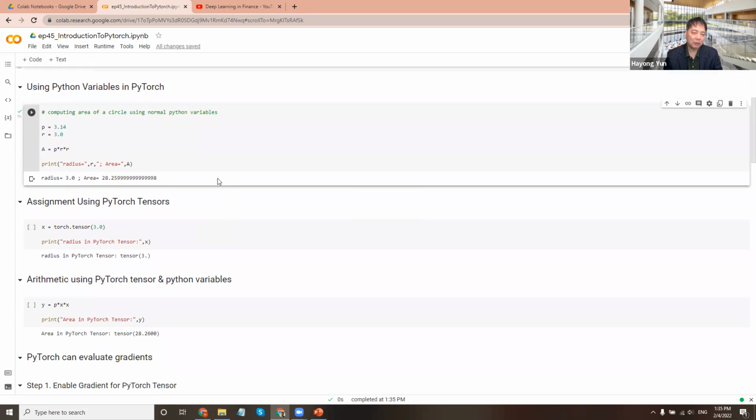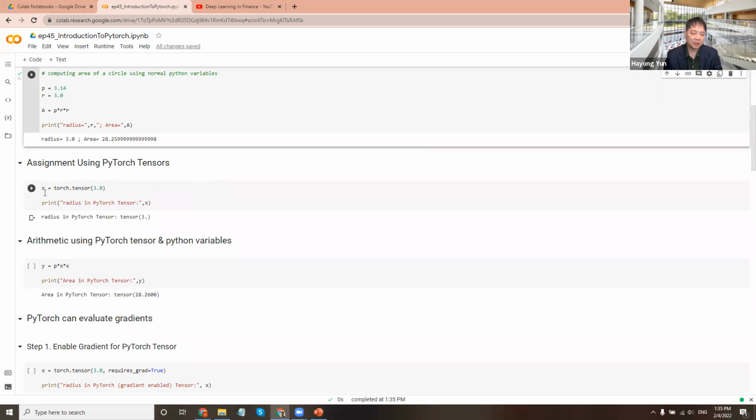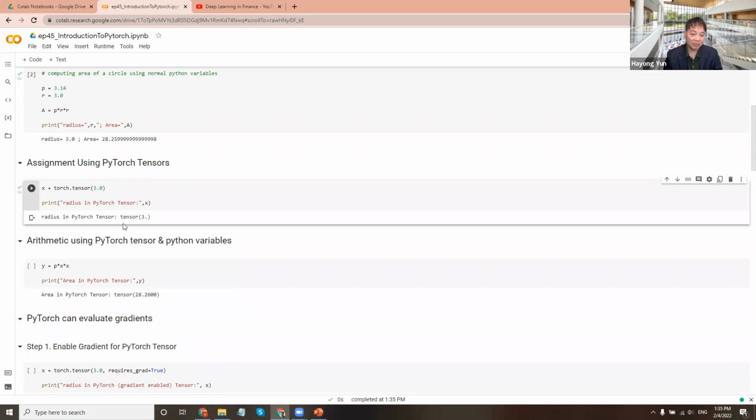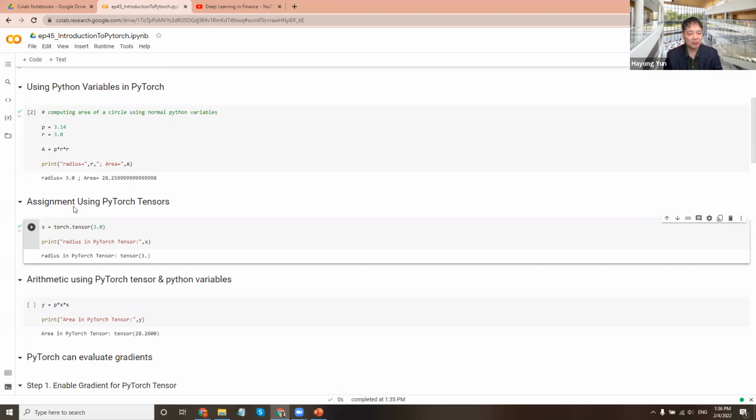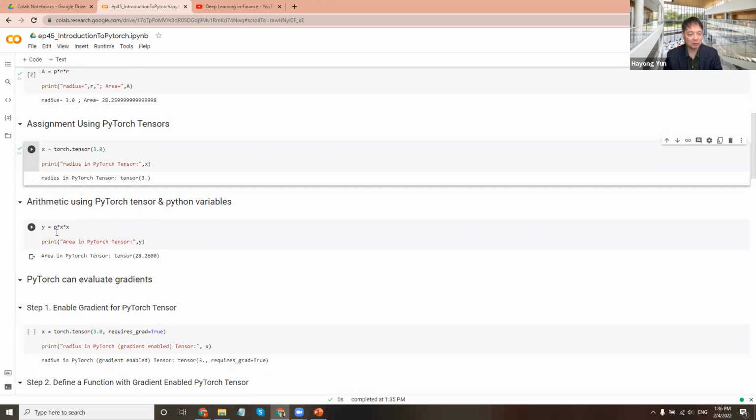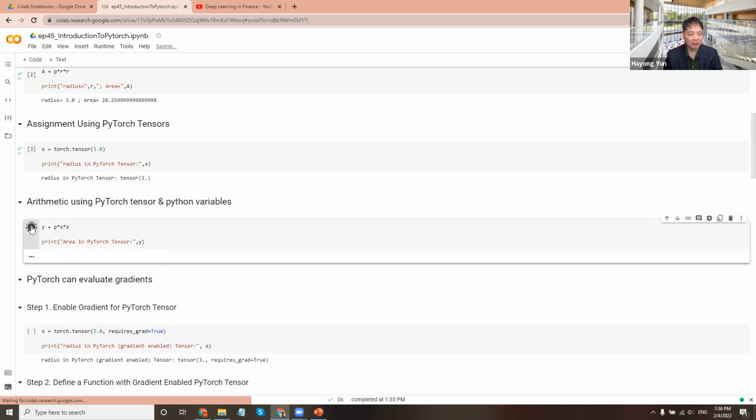But the real power of PyTorch is that it has tensors. So for example, here, x equals torch.tensor(3.0). It's like x equals 3, like r equals 3, but it is defined as a tensor. And what does a tensor do? We'll see in the future. And you can mix the Python variable p with the tensor x, so p x squared, which is y, is also the area of a circle, so 28.